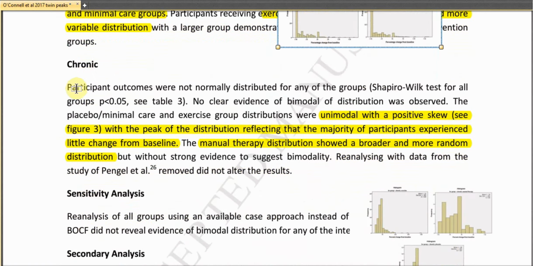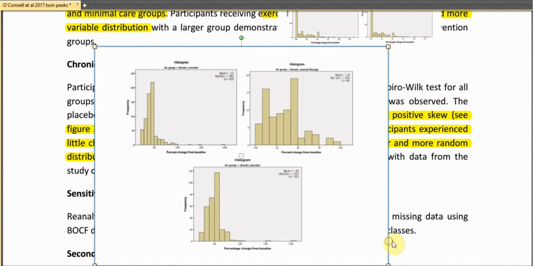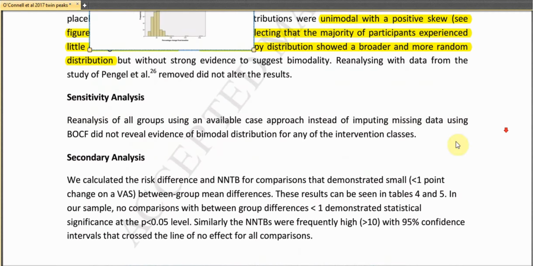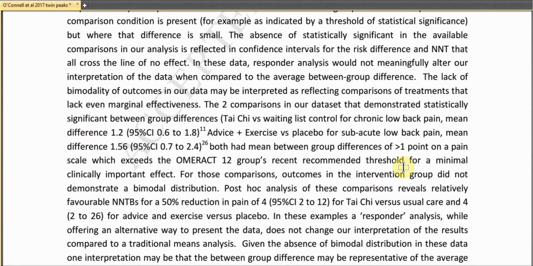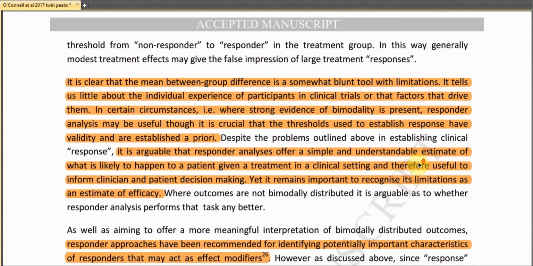And in chronic spinal pain, again, it's just unimodal distribution. You don't get responders and non-responders, and that's what it looks like. The wider distribution there is for manual therapy. So the results are really short. We don't have responders and non-responders visible in pain trials and physiotherapy, or at least not in these pain trials. And that included paracetamol as well.